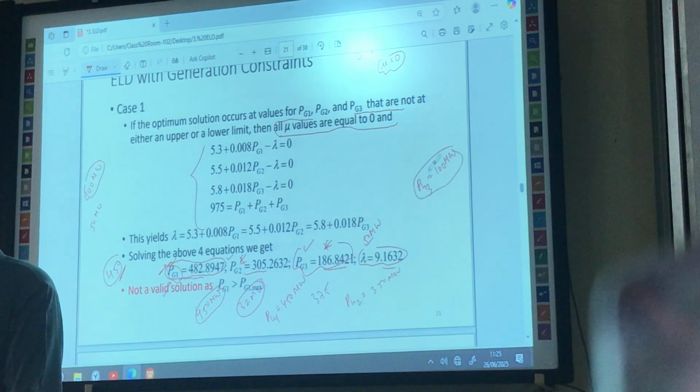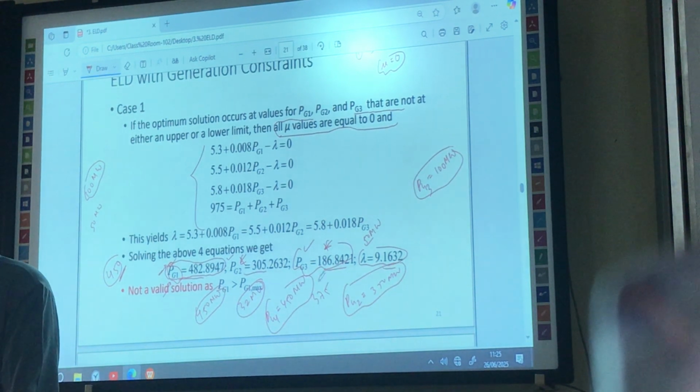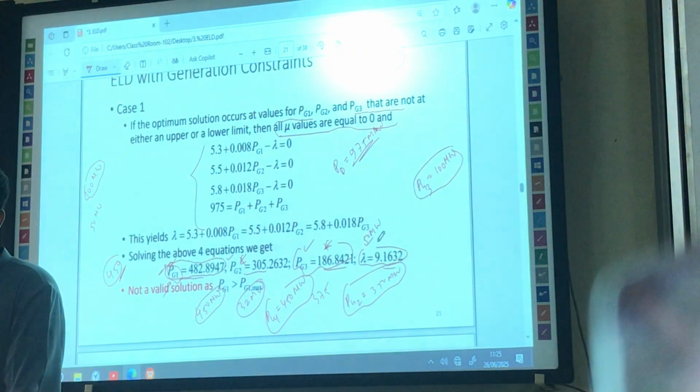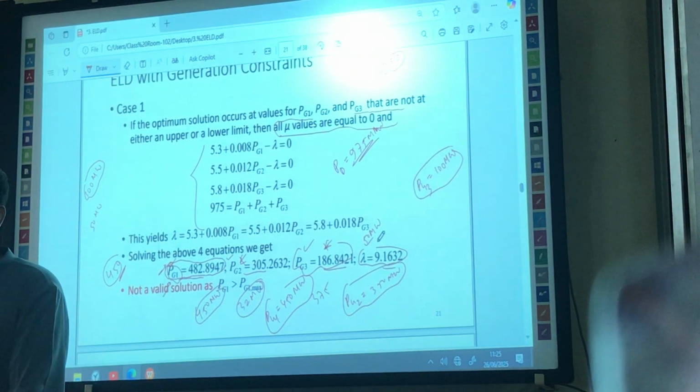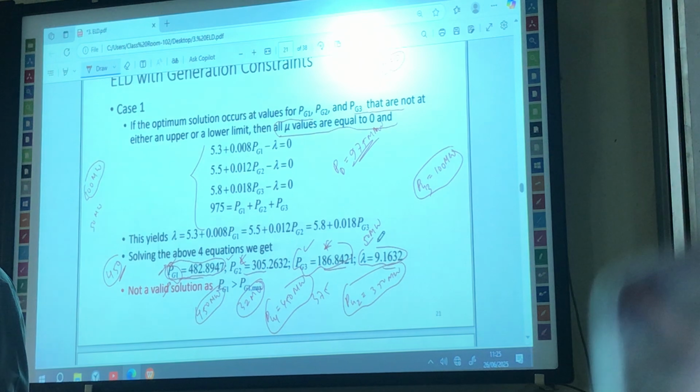So now there is no option in your hand. So this will be your final solution. If after adding, you are not getting the PD, that is 975 megawatt, then you will say that this is an invalid solution, or for this problem there is no optimal solution. So this type of scenario may come that you are not getting an optimal solution for that type of problem.